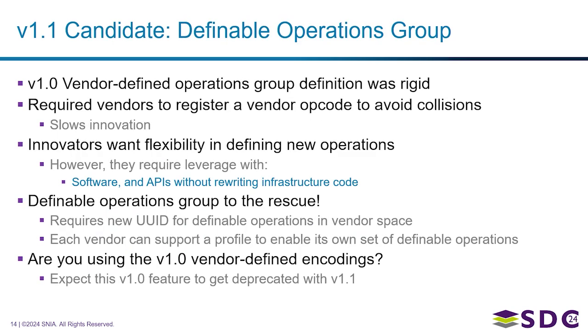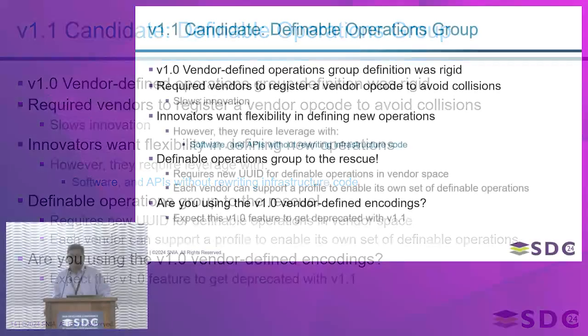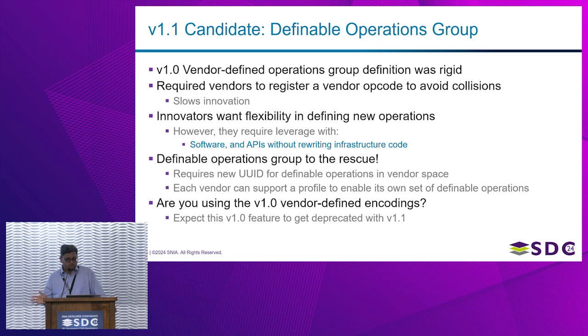So let's see what 1.1 is doing, right? In the 1.0 model, the vendor-defined operation group definition was very rigid, meaning if you are a vendor and you wanted to just go ahead and register an opcode for yourself, you had to come to us and say that we're going to be using this. We're not going to tell you what we are doing in there, but at least to avoid any kind of collisions with other vendors implementing with the same opcode, that would have been the case. That's no longer the case now.